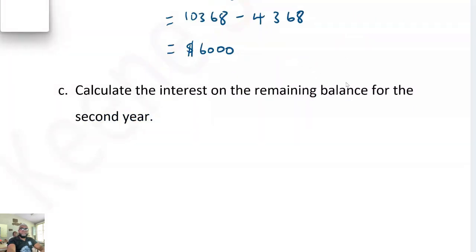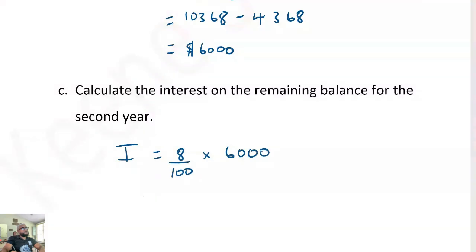Calculate the interest on the remaining balance for the second year. So your interest on the remaining balance would be 8% of what's the remaining balance? How much is still owing? 6,000. How much is it? Zeros cancel. 480. Let's go.